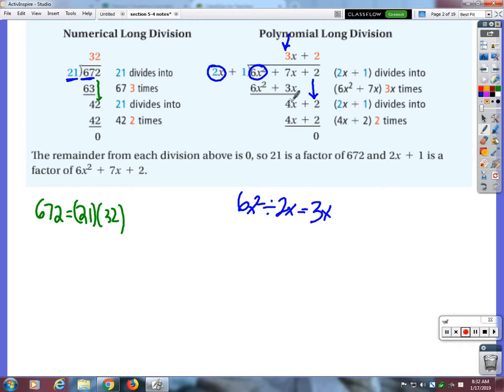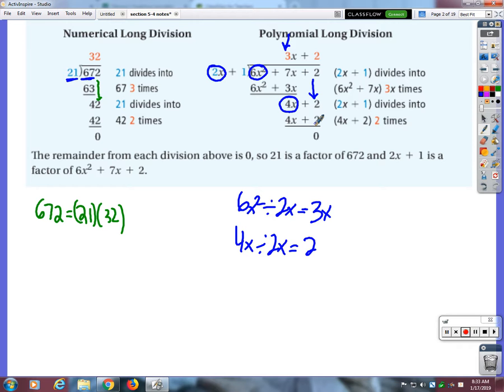So now I'm going to look at just this term right here, and I'm going to say, what is 4x divided by 2x? I'm dividing by 2x again, just like over here, when we got down to the 42, we were dividing by 21 again. What is 4x divided by 2x? 2. So that means that a 2 goes right there. Then I multiply this back through. 2 times 2x is 4x. 2 times 1 is 2. If I go 4x minus 4x, 0. 2 minus 2, 0. So I am done.